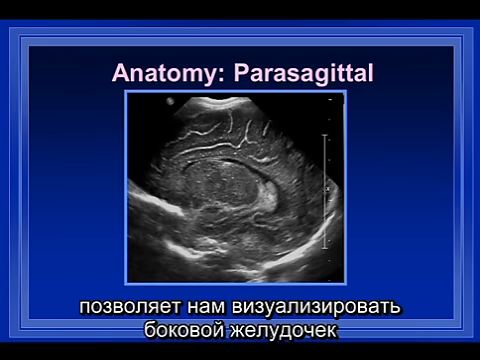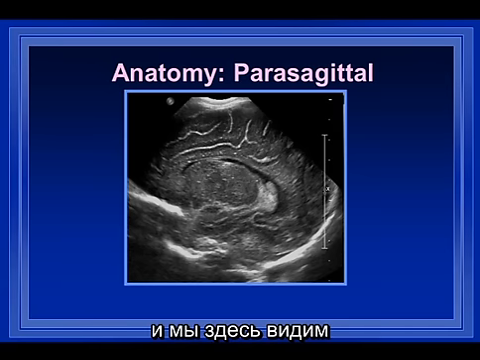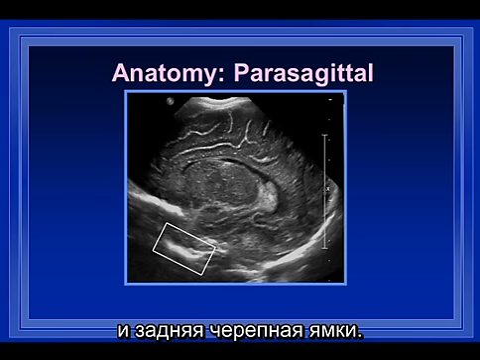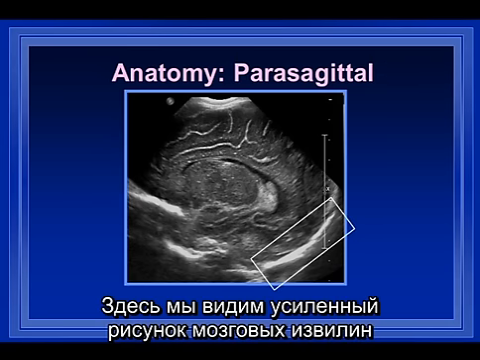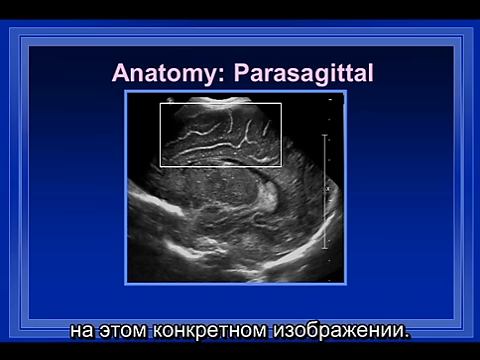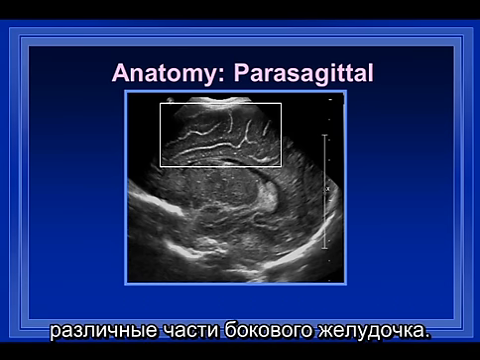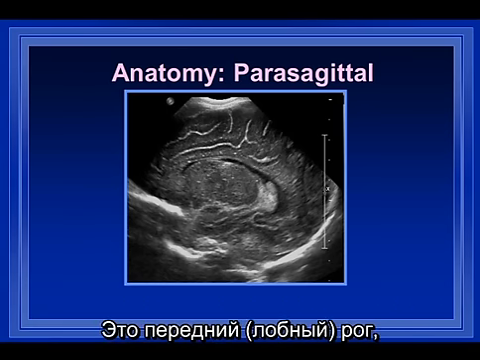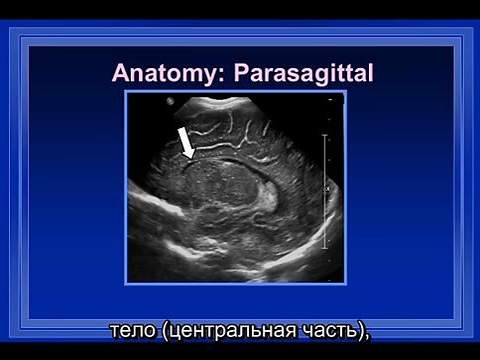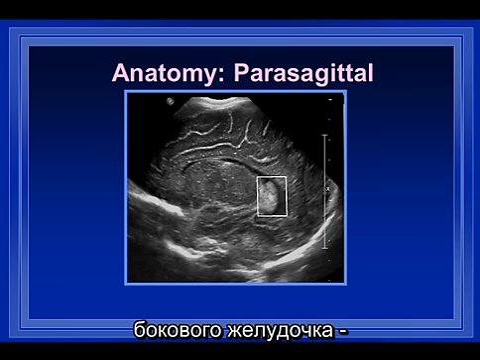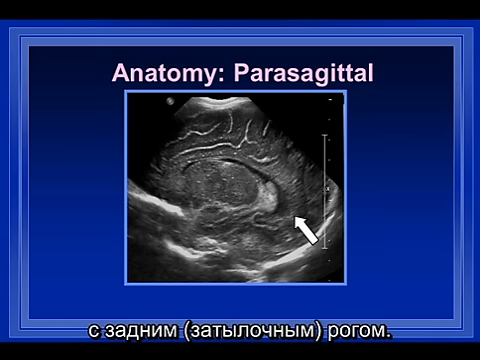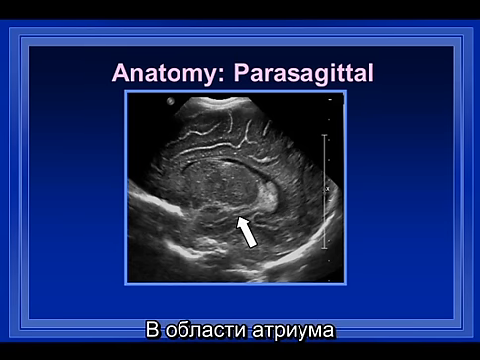Parasagittal views allow us to visualize the lateral ventricles, and we see here the bony structures of the cranial vault. This is the anterior, the middle, and the posterior cranial fossae. We have more convolutional markings seen on this particular image, and we can see the various parts of the lateral ventricle. This is the frontal horn, the body, the atrium of the lateral ventricle, where the body, the occipital horn, and the temporal horns meet.